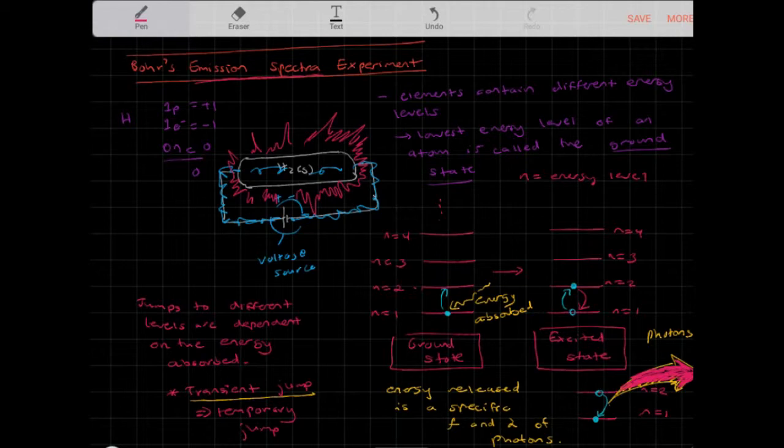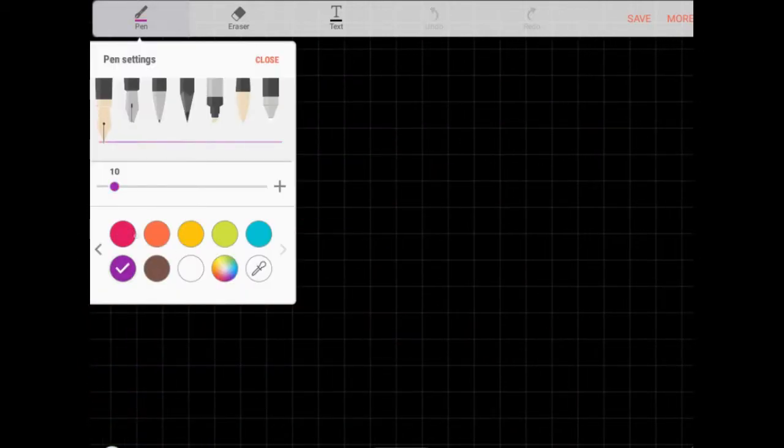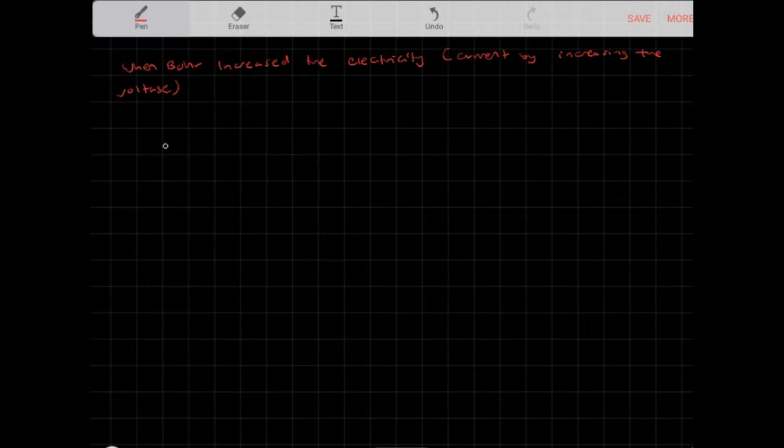Now, what Bohr saw later on is that when Bohr increased the electricity, specifically, he increased the current by increasing the voltage. So when Bohr increased the voltage, what he saw was, and I'm just going to redraw the diagram here to demonstrate that.